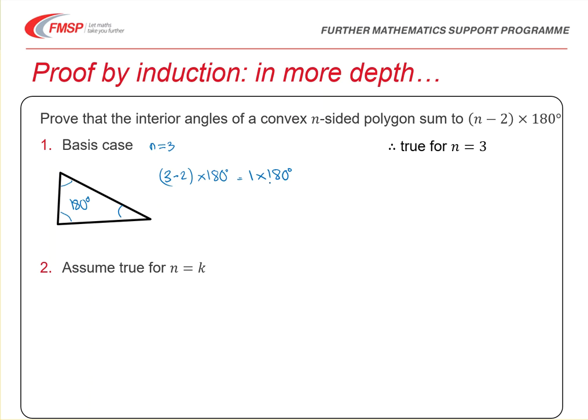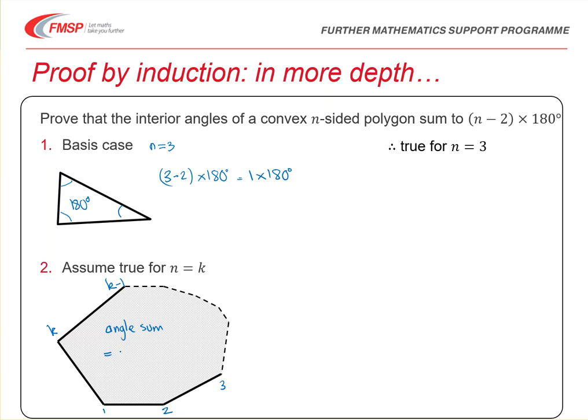We move on to step 2, and we assume that the proposition is true in the case when n equals k. So here's my k-sided polygon, and it's a good idea to number the vertices to help us understand. So we've got 1, 2, 3, several more going round there, and we'll come to the k minus 1 and the kth vertex there. And we're going to assume that the angle sum here is equal to k minus 2 lots of 180 degrees. So all of the interior angles sum to this value.